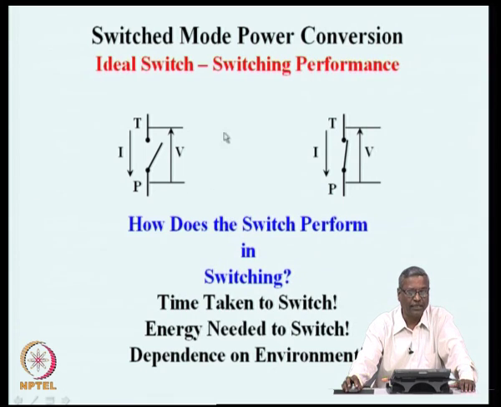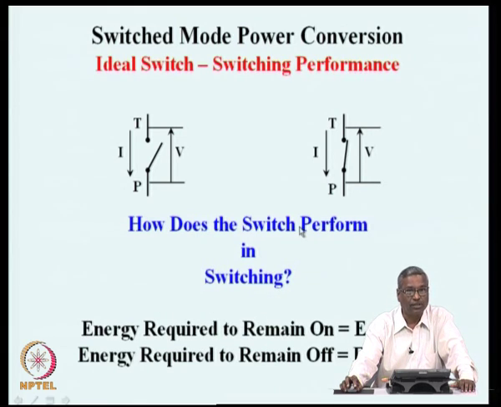So, these are the performance characteristics of the ideal switch, and we will see that these characteristics also are related to our efficient power conversion. For example, if a switch has to be kept on, to keep it in the on state, the energy required is 0. This is also an ideal characteristic. Real switches may not satisfy this condition. We will see about those things a little later. Energy required to keep the switch in the off state is E off, that is also 0.